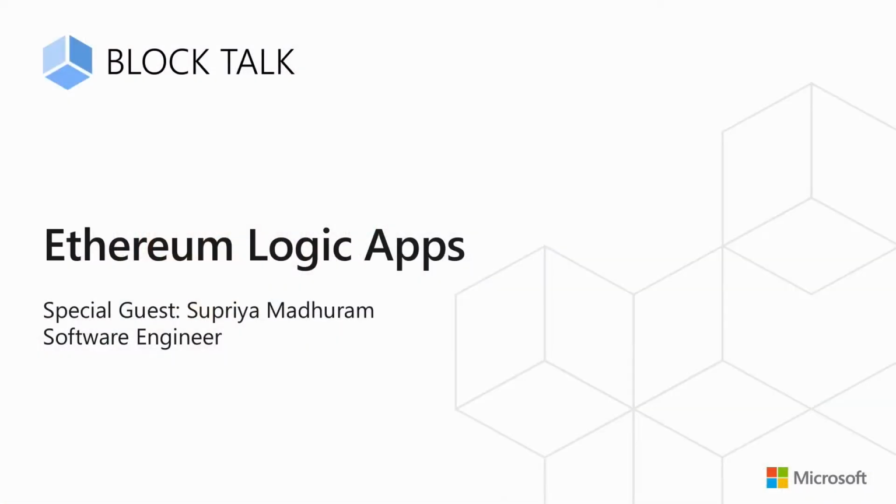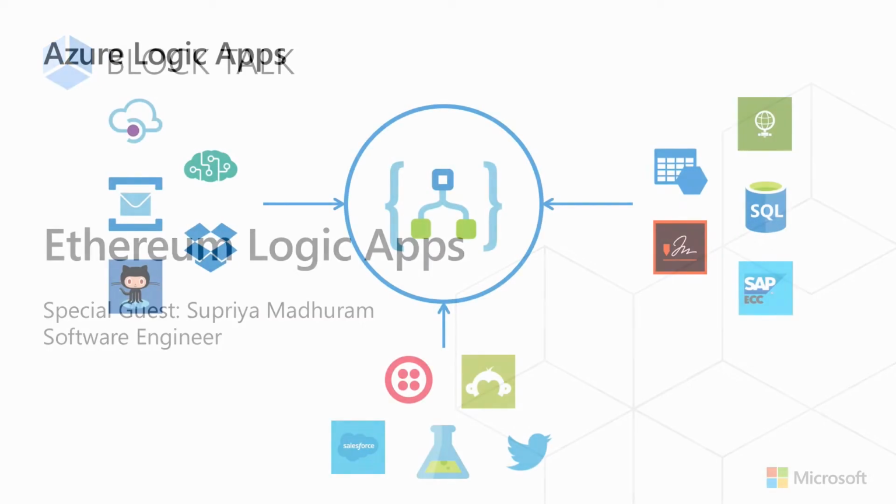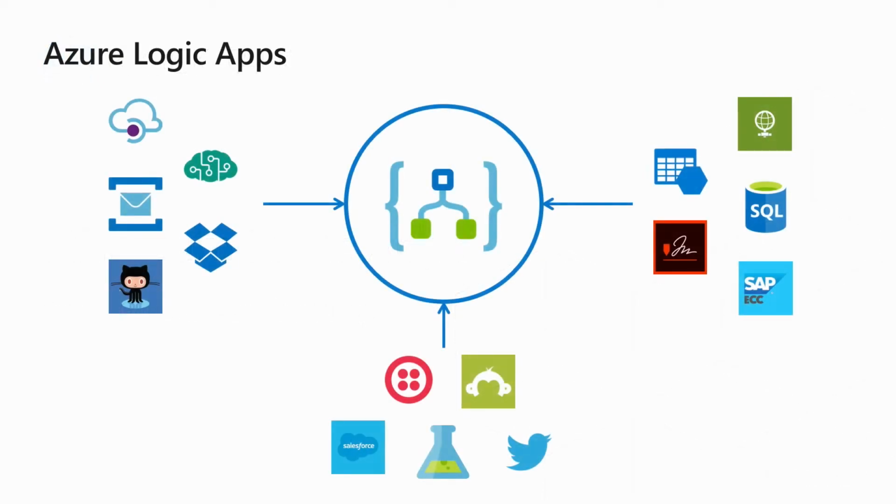So today we're going to be talking about Ethereum Logic Apps. A logic app is essentially an if-this-then-that type of connector that you can build within Azure. It allows you to take any type of input connector and connect it to a set of output connectors. You can string together as many of these different connectors as you want.